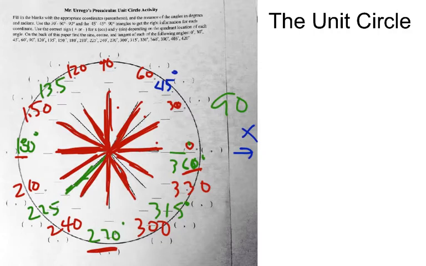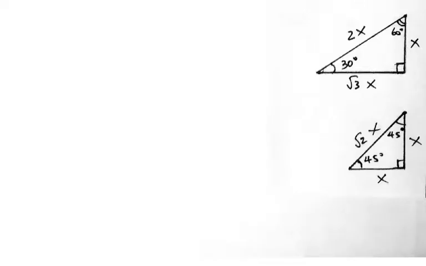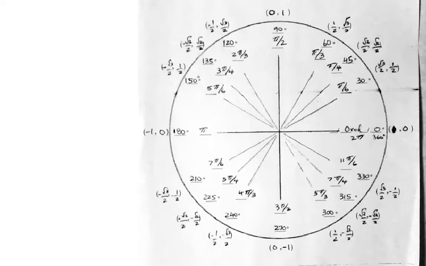So I think I erased the 45s. So now we should have a circle like this. We have 30, 45, 60, 90, 120, 135, 150, 180, 210, 225, 240, 270, 300, 315, 330, 360 again. So we start at 0 and we end up with 360.